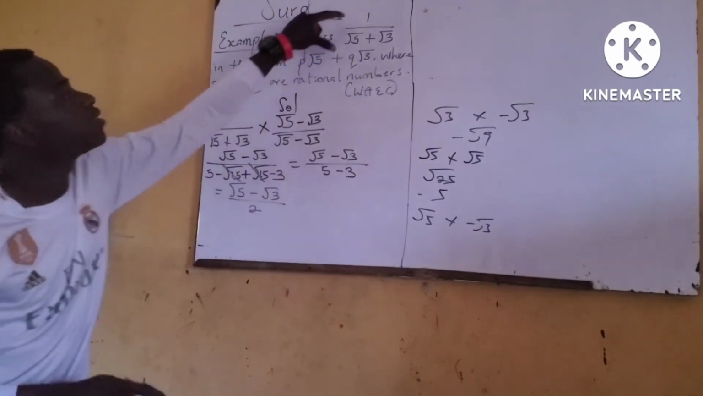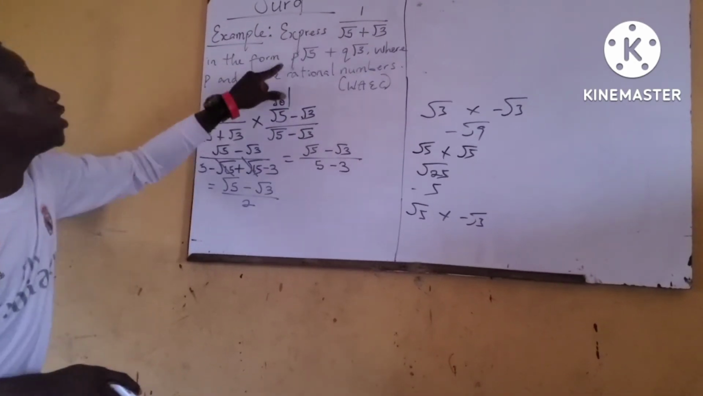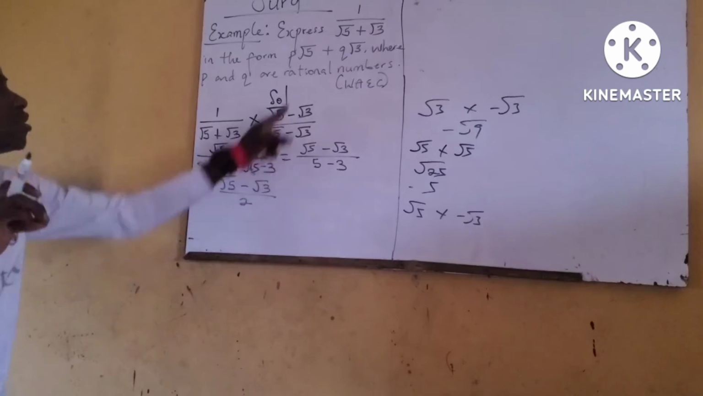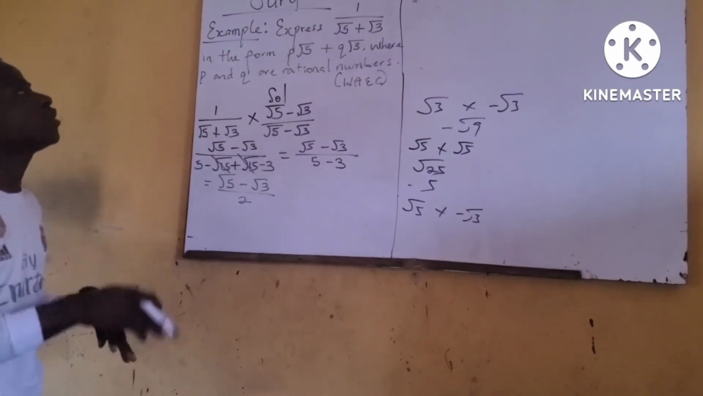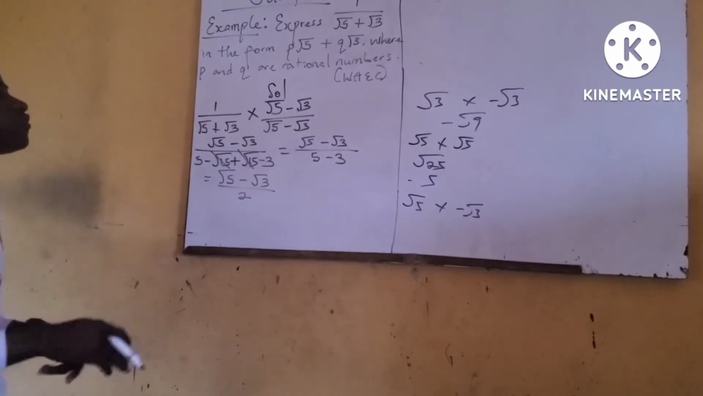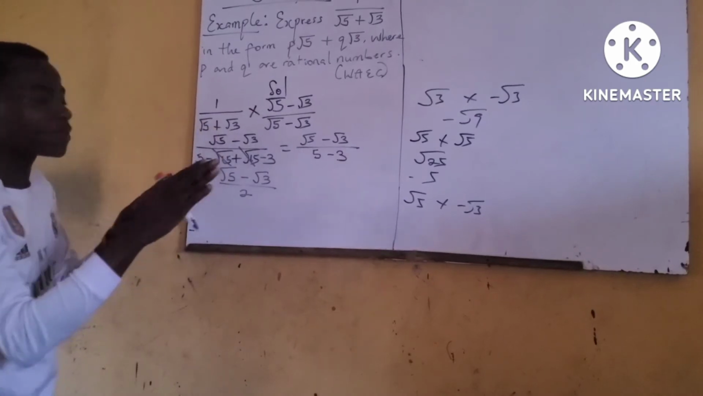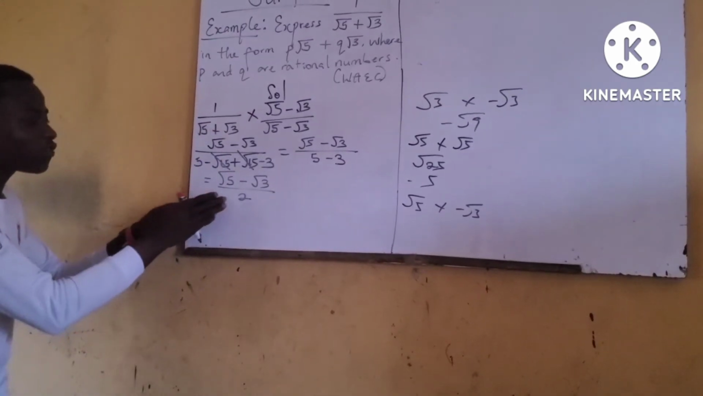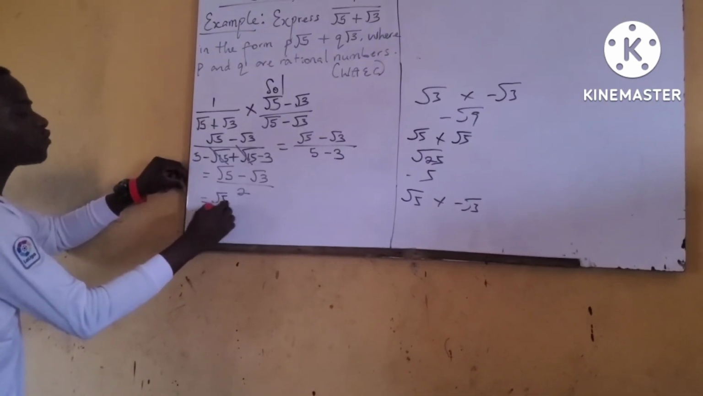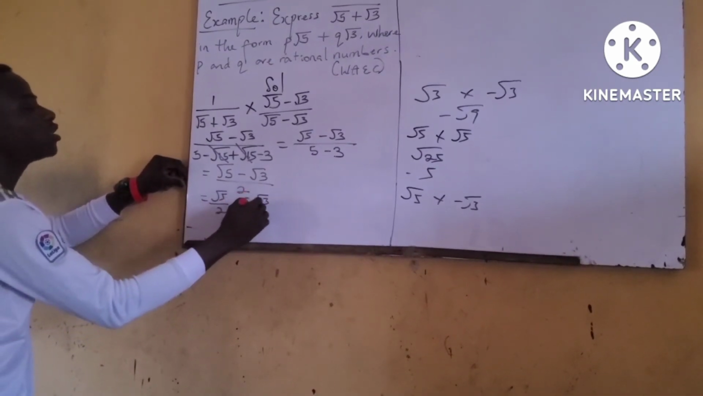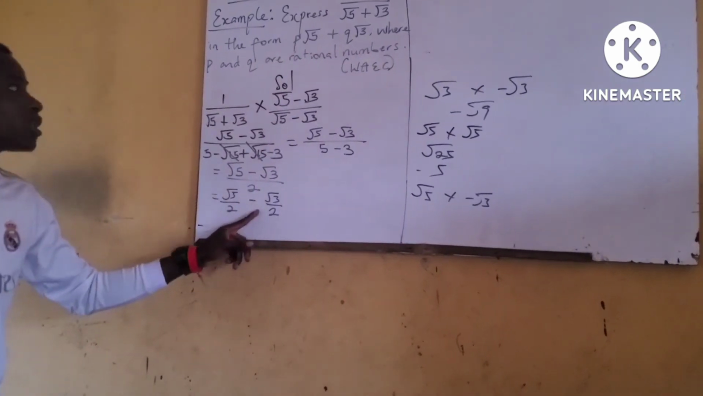Remember, we have to express this in the form p root 5 plus q root 3, where p and q are rational numbers, that is, numbers that can be expressed as fractions. So to make it in this form, you must have two different terms like this. So what are we going to do? Let us first split the denominator into 2. We can say root 5 over 2 minus root 3 over 2. Remember, you have to make it a plus sign.